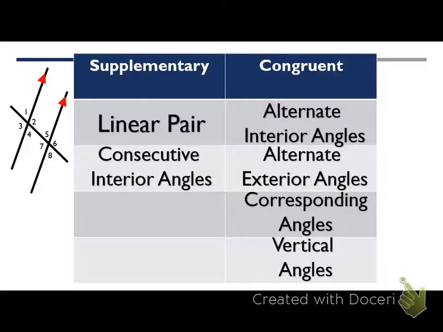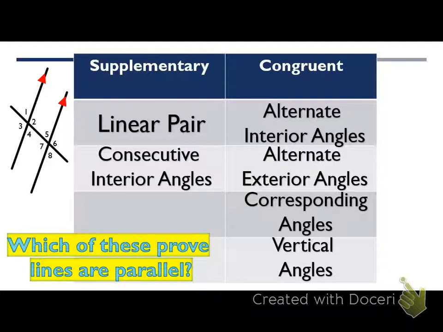Wonderful. Here's what you're going to do. At the bottom, we're going to highlight or put a star next to those that prove that lines are parallel. So at the bottom, I would write something showing which ones prove that lines are parallel. Maybe we're going to put a star next to them. Maybe you want to highlight them. It doesn't matter to me. But we're going to highlight or put a star next to those that prove that lines are parallel.